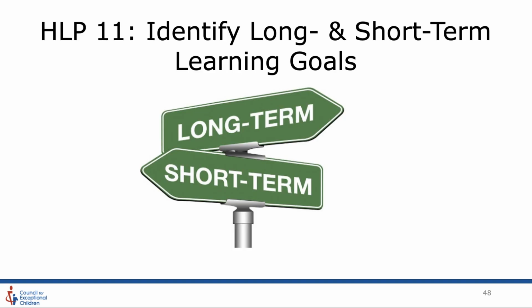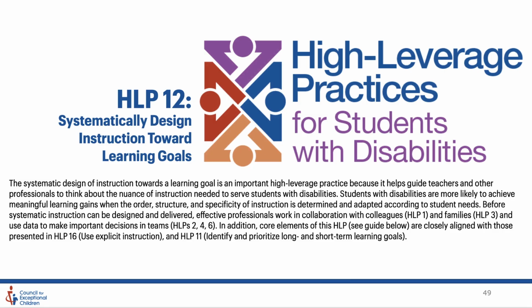Then it makes sense that the specific goals that rise out of those collaborations and evaluations of data make sense, whether they're on a long or short-term basis. But then we need the specially designed instruction, the special education, that actually helps students make gains towards those goals. And that's really what HLP number 12 and many of the HLPs to come within the instruction domain of the HLPs comes into play.